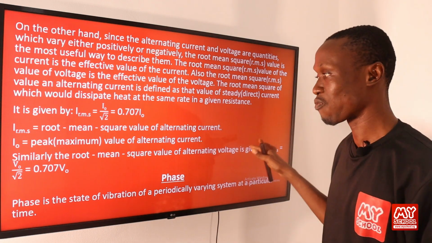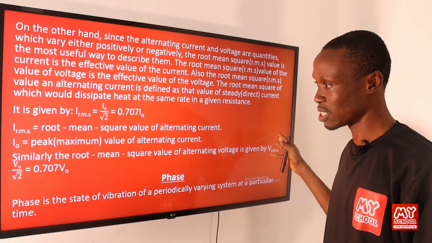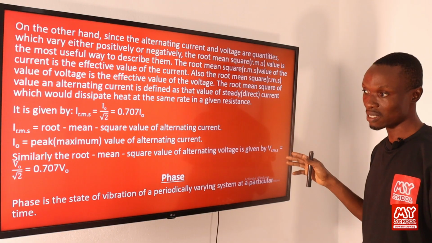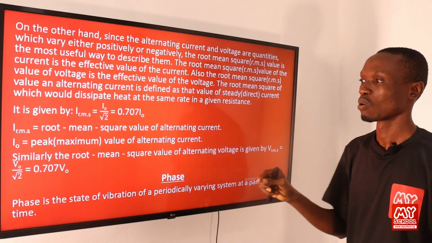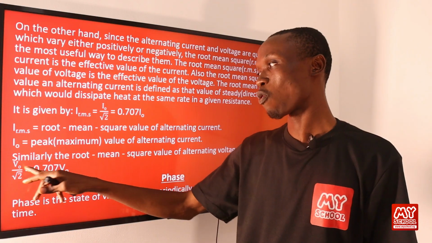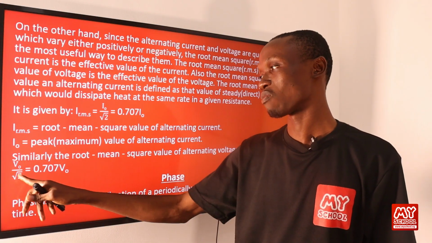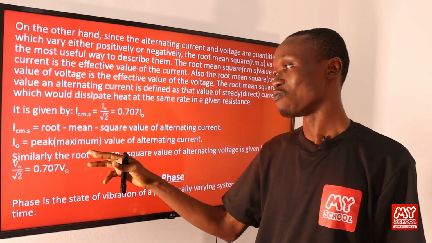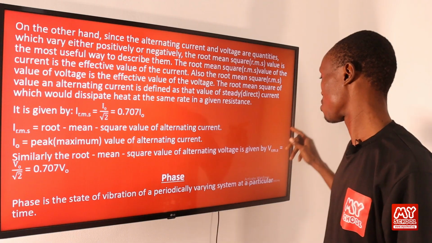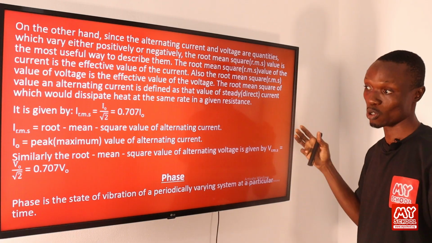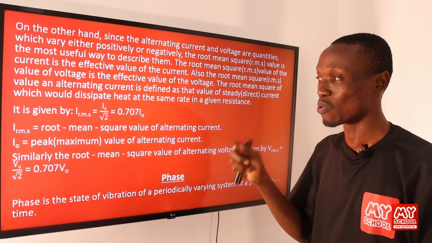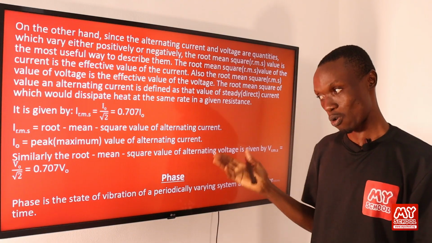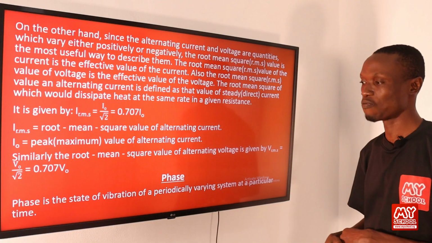So similarly for that of alternating voltage, V r.m.s is equal to V naught over root 2. Of course, 1 divided by root 2 is equal to 0.707 V naught. So V r.m.s is also equal to 0.707 V naught.